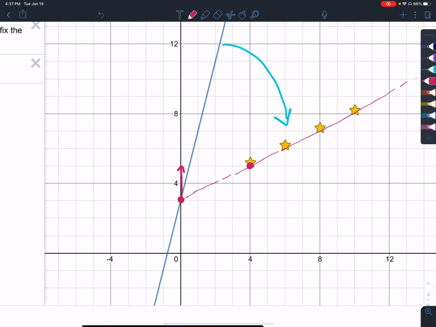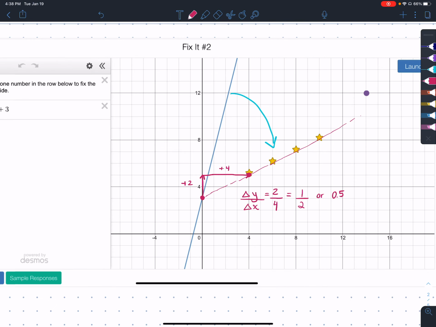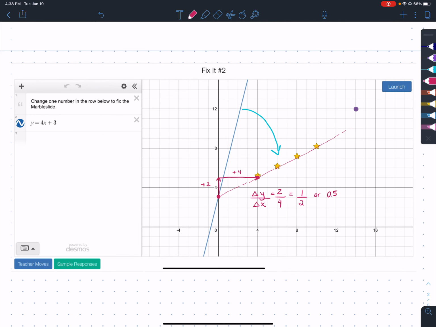So here we go up by 2 squares. We go across by 1, 2, 3, 4, 4 squares. So the change in y here is 2. The change in x is 4. We simplify that, we get 1/2 or 0.5. So this equation needs to be rewritten with a slope of 1/2 instead of 4. And that will give the correct answer.